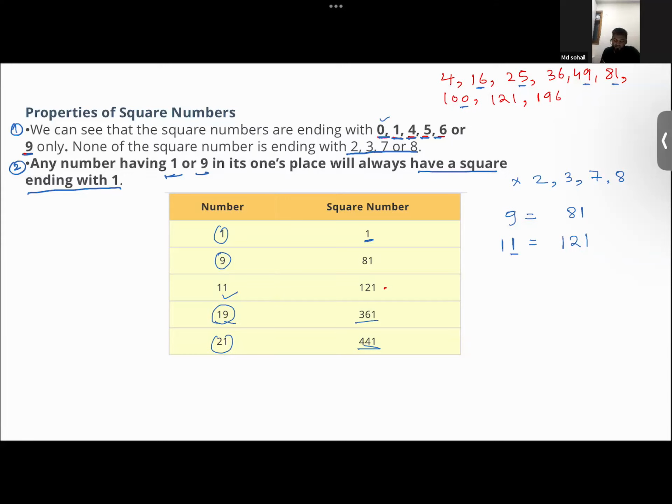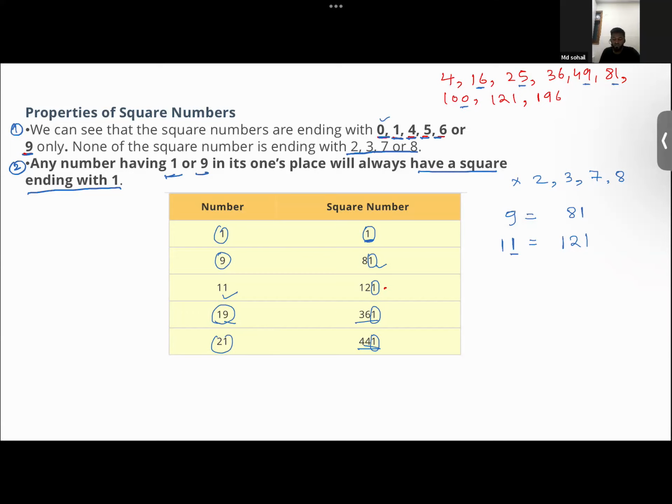So these numbers like 1, 9, 11, 19, and 21 have either 1 or 9 in their ones place. The square number ends with 1 in the unit place. The unit place in 1 is 1, in 81 it is also 1, in 121 it is also 1, and in 361 and 441 the unit place is also 1. So that is the second thing you need to remember. Arhan, is that clear to you?